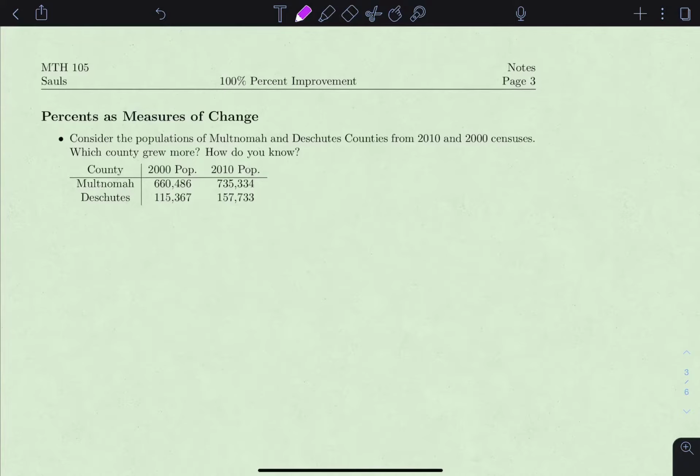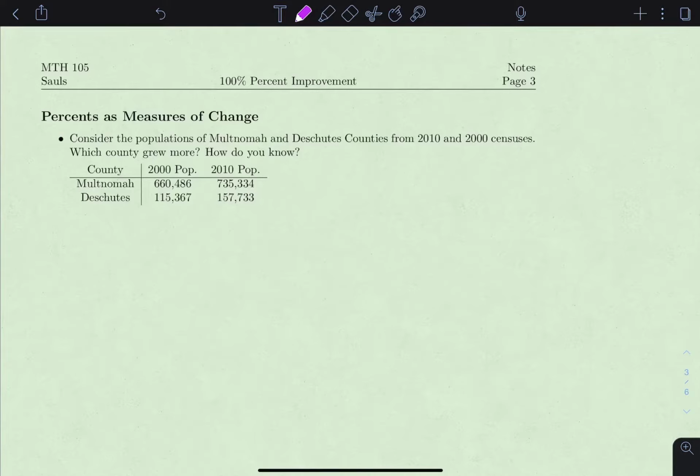And the question that we're asked here is, which county grew more between Multnomah County and Deschutes County between the years 2000 and 2010? So we have this table that gives us the population of each county in each of those years. So for instance, this 157,733 number is the population of Deschutes County that we learned from the 2010 census.